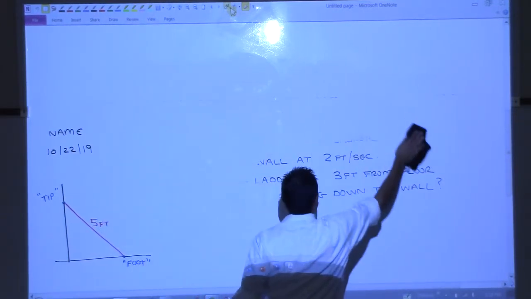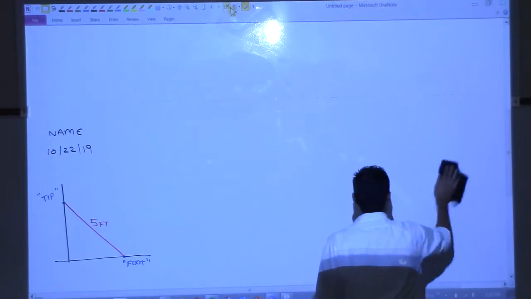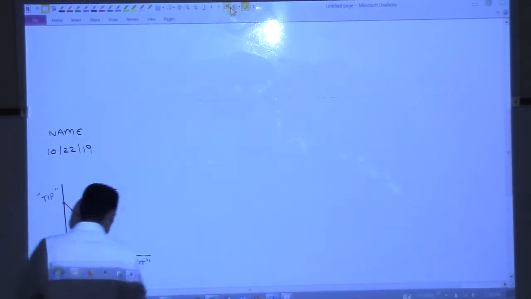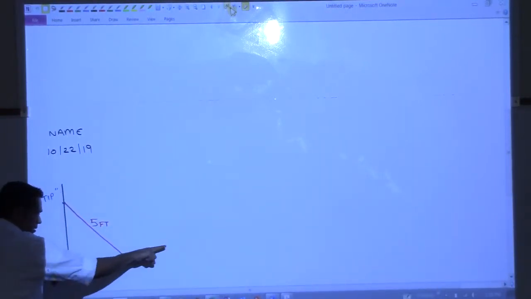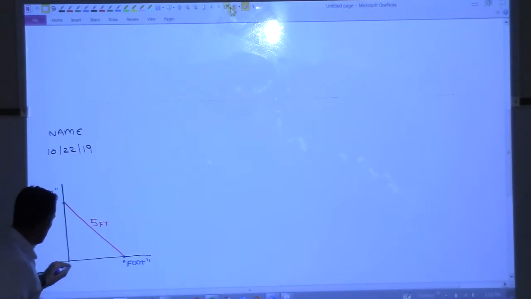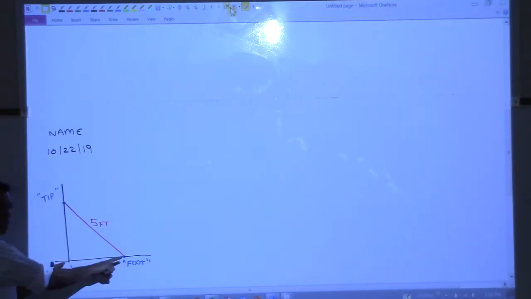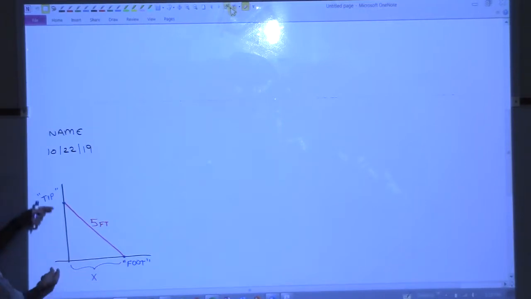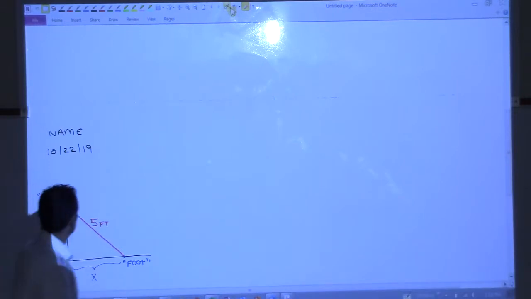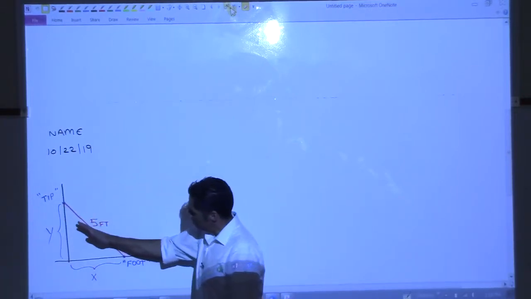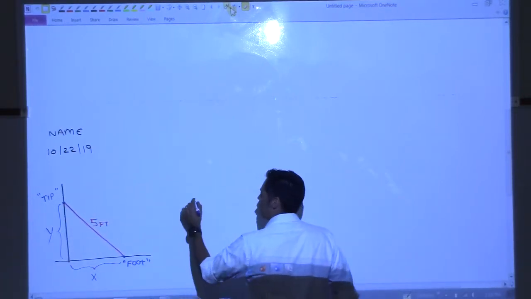All right. So I have a general picture. Since the foot of the ladder is moving away from the wall, I'm going to assign a variable to this. I'm going to call that x. So x is changing as time goes on. The tip of the ladder is going to come down the wall, so since it's changing also, I'll call it y. And the 5 doesn't change, so this thing starts sliding down. Now, that's my general picture.